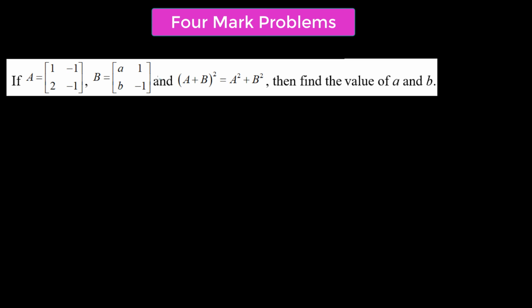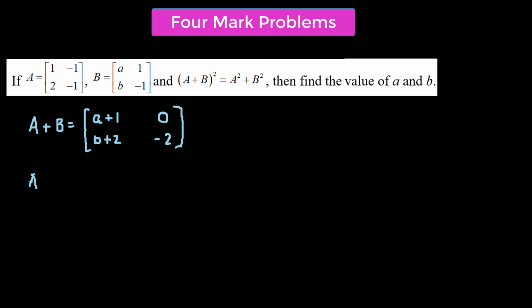So here in this question, we are given two matrices, A and B, both of the same order, which is 2 by 2. And then we are given a matrix equation, (A plus B) squared is equal to A squared plus B squared. Using this information, we need to find out the value of A and B. So let's add A and B together. A plus B is simply going to be, we add the corresponding elements. So the first element will be a plus 1, negative 1 plus 1 will be 0, 2 plus b, we can write it as b plus 2, and then negative 1 is going to give us negative 2. So this is our matrix A plus B.